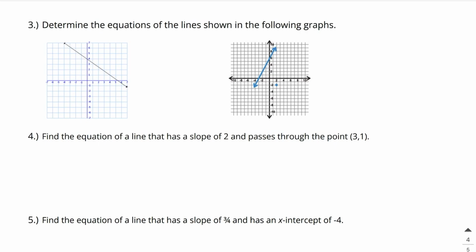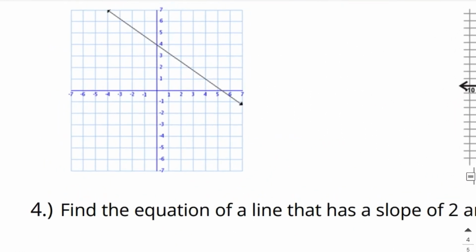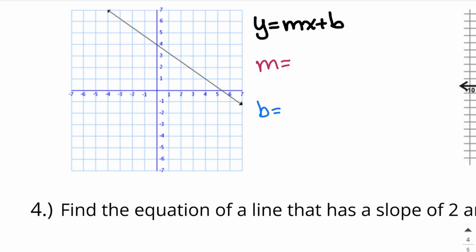All right, so question 3 says to determine the equations of the lines shown in the following graph. So let's take a look at the first graph that we have here. And just a reminder, the equation of a line is always going to be y equals mx plus b. So we need two things. We need the slope and we also need the y-intercept. Now, the y-intercept is nice and easy because the y-intercept is just where it crosses the y-axis. So this right here is your y-intercept. We know that our y-intercept is 4.